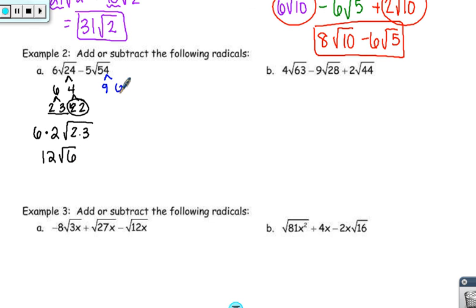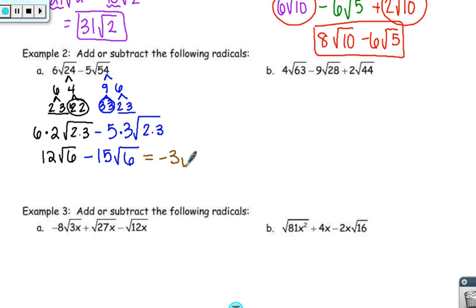54. Well, 9 times 6 is 54. 9 is 3 times 3. 6 is 2 times 3. Group can go outside, so we have minus 5 already on the outside. We're bringing out our group of 3, and that 2 and 3 has to stay in. So 5 times 3 is 15. 2 times 3 is 6. Do they match? Well, 12 square roots of 6 minus 15 square roots of 6 equals negative 3 square roots of 6.